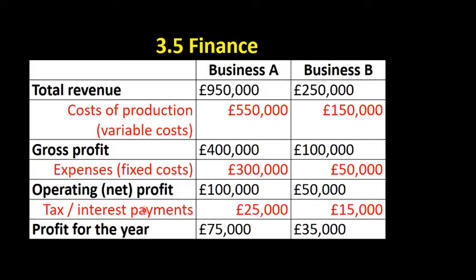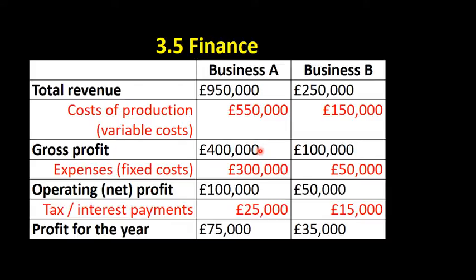But there are other expenses that may need to be taken off that, such as tax and interest payments. And when we subtract those things from our operating profit, that gives us our profit for the year. Again, it's just a number. Now, looking at these numbers, particularly the profit ones, you might start to think that business A is more successful than business B. And if you're just looking at profit, well, it certainly is.